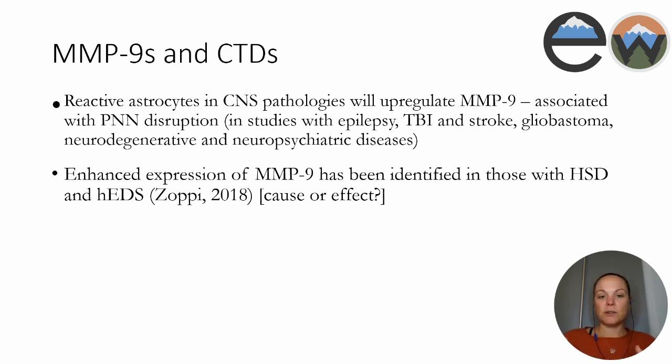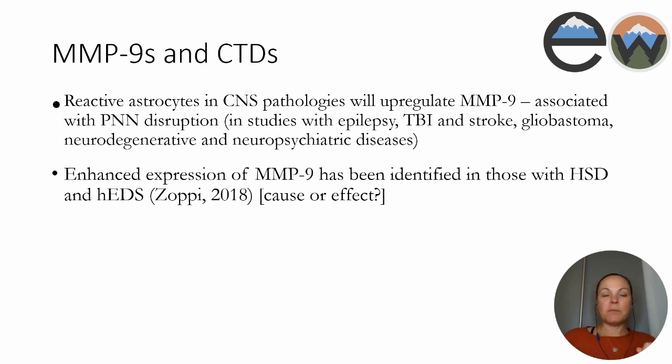We see it already. What's interesting is that in those with HSD and hEDS, there is an enhanced expression of MMP9. So we're going to call that a correlation right now. It's not a cause or effect, right? But we're just seeing this repeated over and over that MMP9 is more prevalent in those with HSD and EDS. And perhaps that's because we need a little bit more help with our blood-brain barrier. And maybe we're already showing signs, even at younger ages, that we need more astrocyte and microglia support.